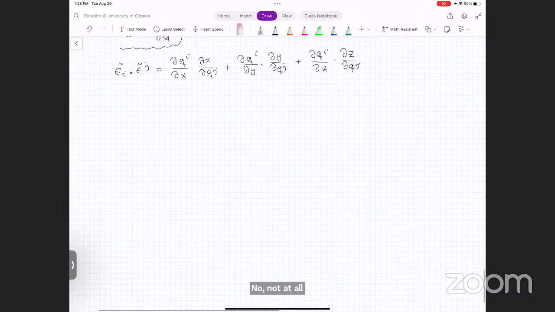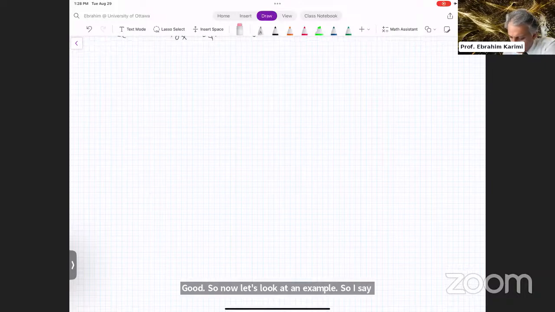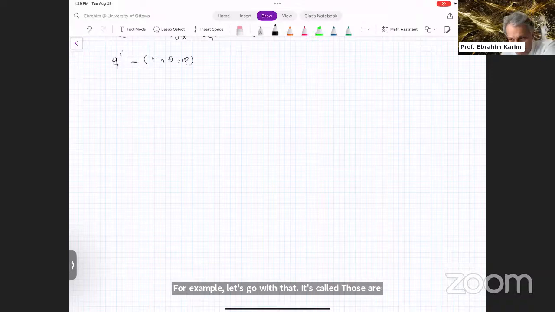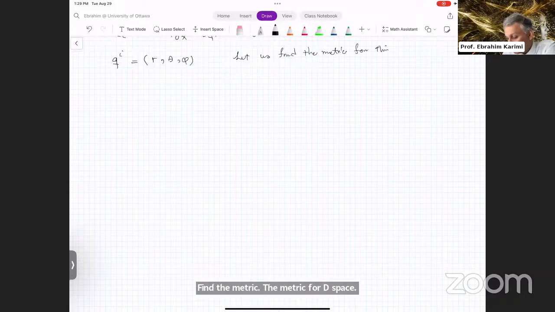Okay, thank you. Good. So now let's look at an example. I say that the Q^I or Q^J, for example, can be Cartesian and spherical coordinates. Let's go with spherical coordinates, which are r, theta, and phi. Those are my contravariant parameters right now. Let us find the metric for this space.